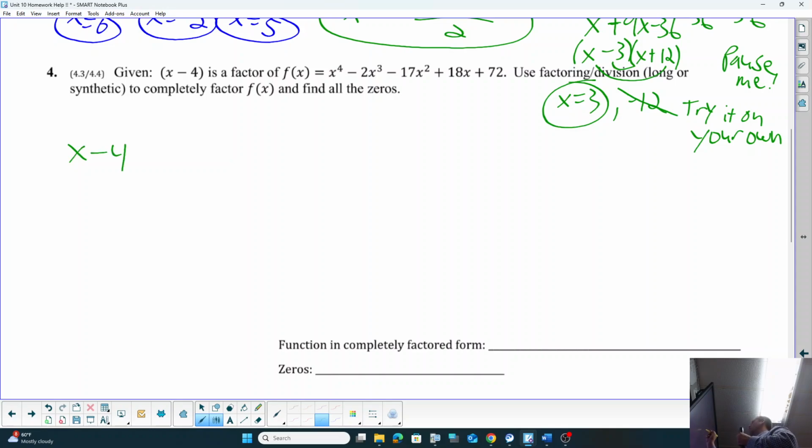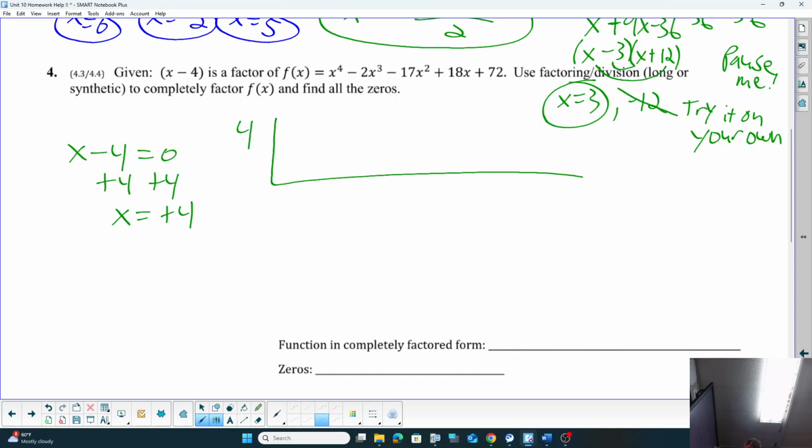So you have x minus 4 is equal to 0. We're going to add 4 to the other side, so you're going to be using a positive 4. So we go positive 4, we go upside down house. Invisible 1, bring it down. Negative 2, negative 17, 18, and 72. Do you remember how to do synthetic division?